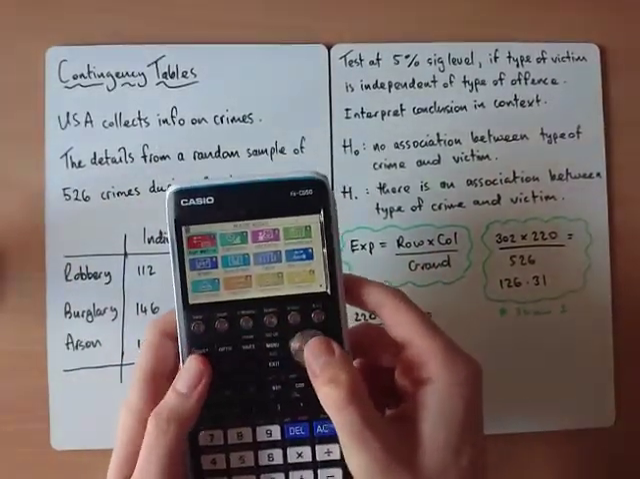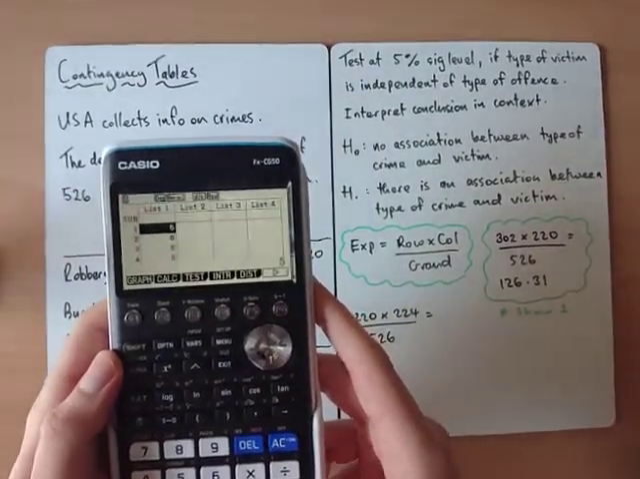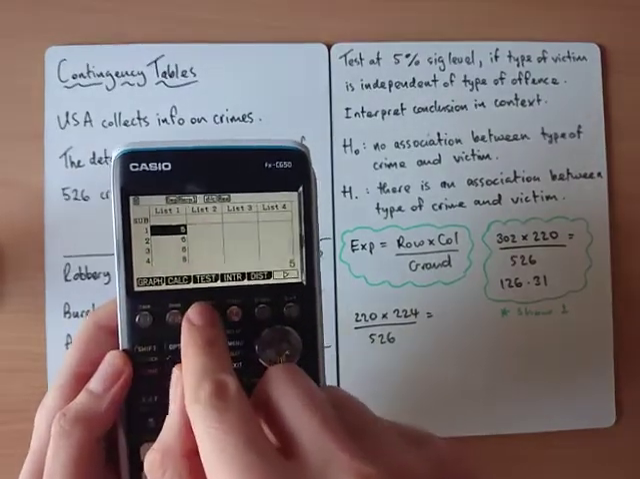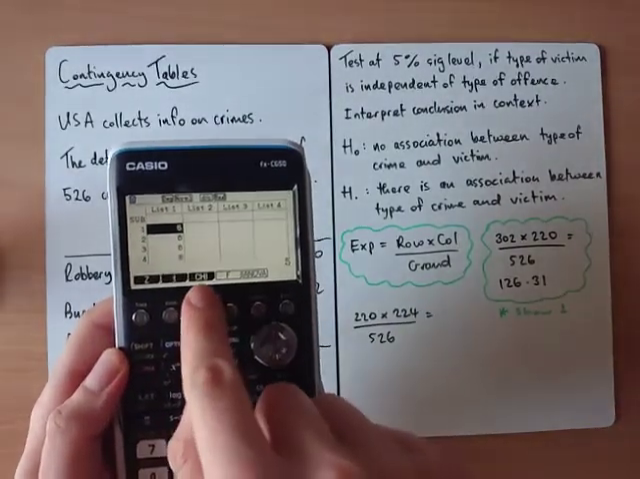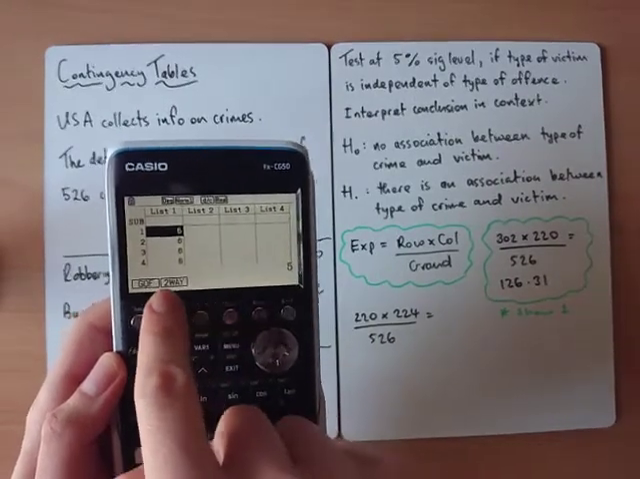Now, without the graphical calculator, we'd have to do all the 6 expected values, but I'll show you how to do it on the calculator because it does help a lot on this topic. So we want to go on to test. So menu, stats, test, chi, because this is from the chi-squared distribution, 2-way.